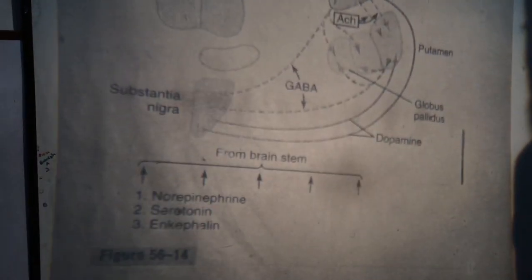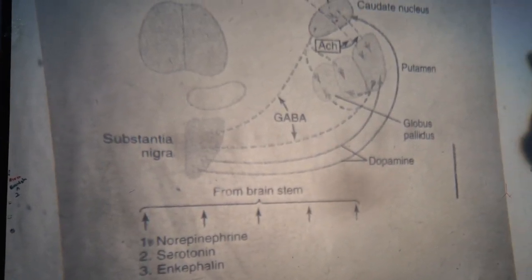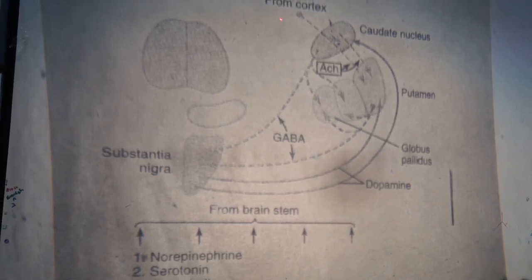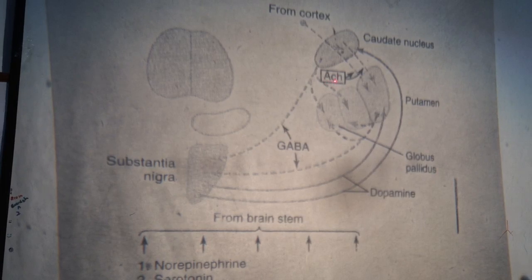Now there are important neurotransmitters in the basal ganglia. So, neurotransmitters in the basal ganglia. Corticostriate fibers are cholinergic.